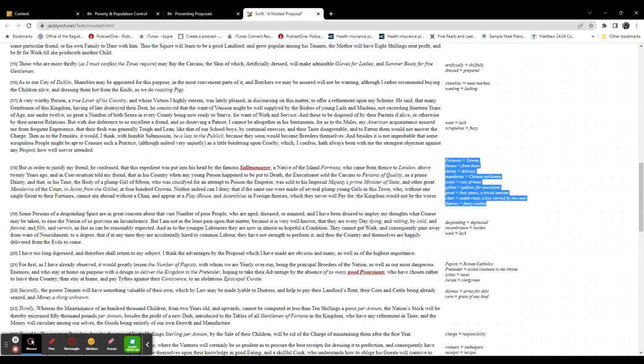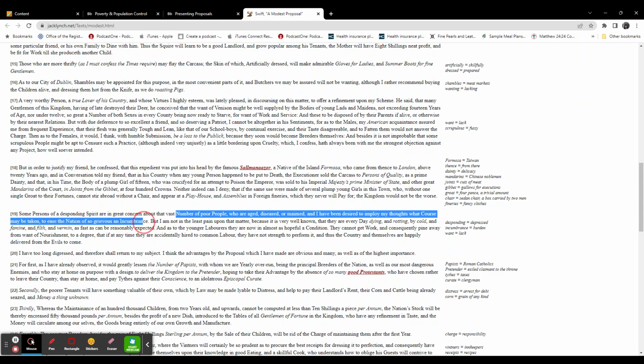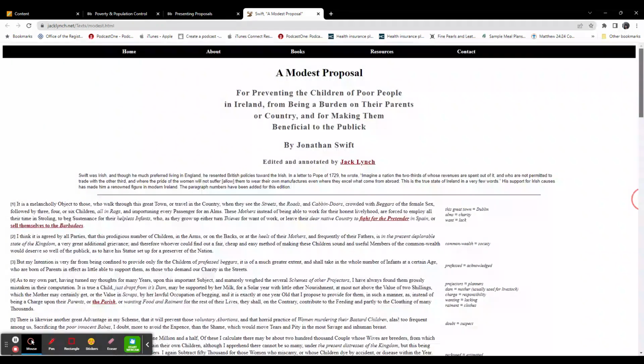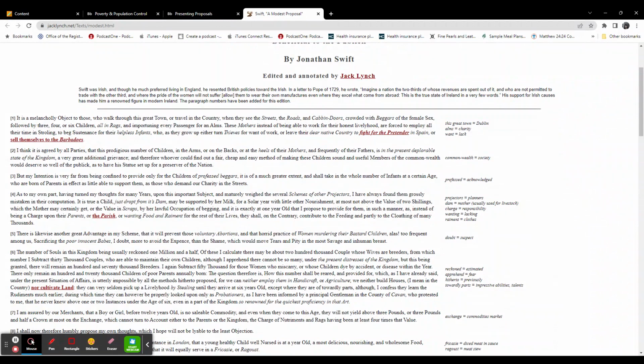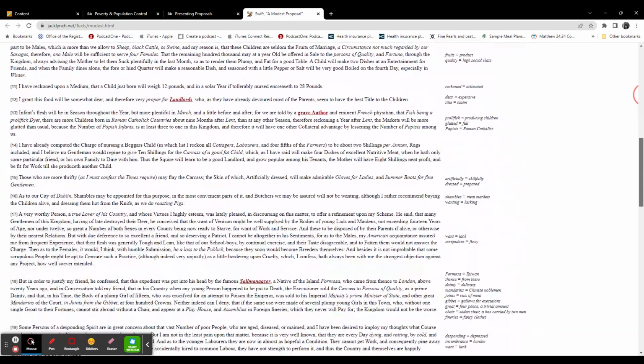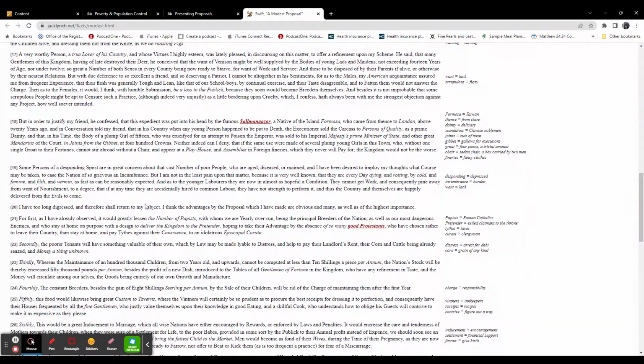And then some persons of a desponding spirit are in great concern about that vast number of poor people who are aged, diseased, or maimed, and I have been desired to employ my thoughts on what course may be taken to ease the nation of so grievous an encumbrance. So remember that term grievous. The number of children, this prodigious number of children on the arms, backs, and heels of their mothers, is a great additional grievance, right? So then we're using that term to refer to the aged, diseased, and maimed. So now we have a challenge.